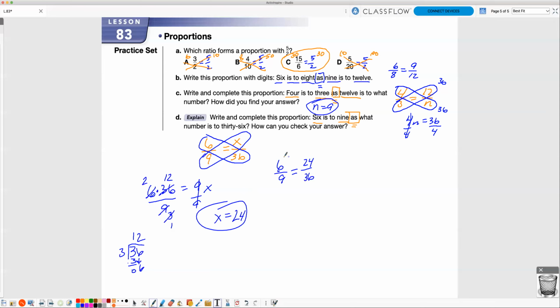So x equaling 24. And you can check your answer and make sure that 9 times 24, if you want to really do that, 9 times 24, multiply that, would be 216. That'd be 180 plus 36, which is 216. And then if 36 times 6 is 216, then we are good. So 6 times 36, 6 times 3 would be 18, plus that would be 216. So perfect. Those are equal. That means that these are proportionate. 6 is to 9 as 24 is to 36.